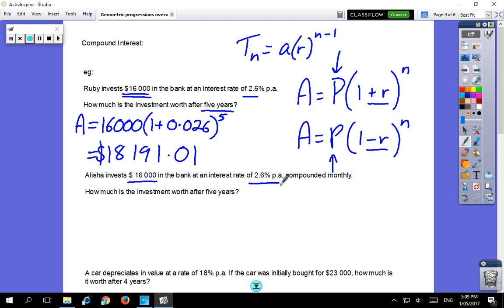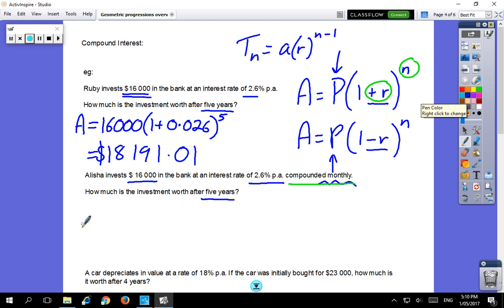It's still 2.6% per annum, but this is compounded monthly. It's still for 5 years, but because it's compounded monthly, we have to change what we do slightly. It's still A equals P(1 + R)^n, but these two amounts here have to reflect compounded monthly. How are they going to reflect that?